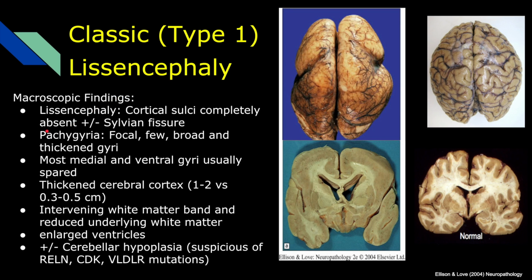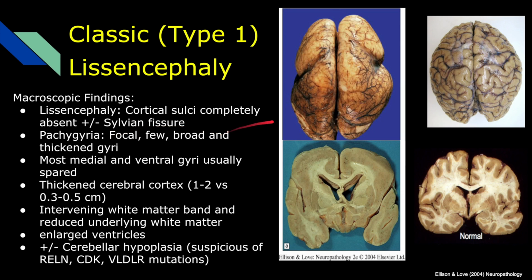Lissencephaly is reserved for when you have no gyri, and in fact is often used synonymously with agyria, whereas the term pachygyria really is reserved for when there are fewer gyri. Pachygyria actually means thick gyri, but like I said, there's a spectrum where you can have none to some, depending on the severity of the mutations.